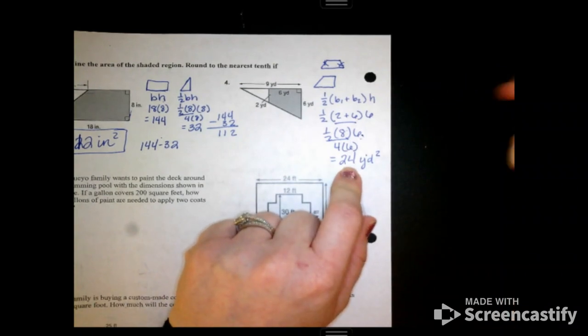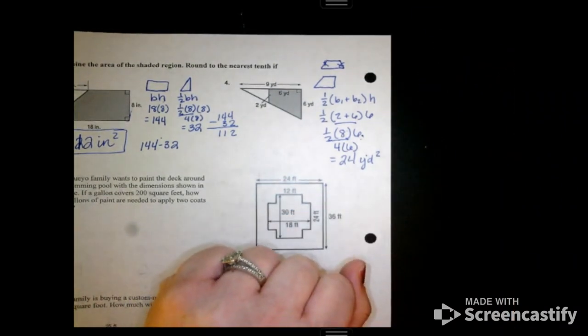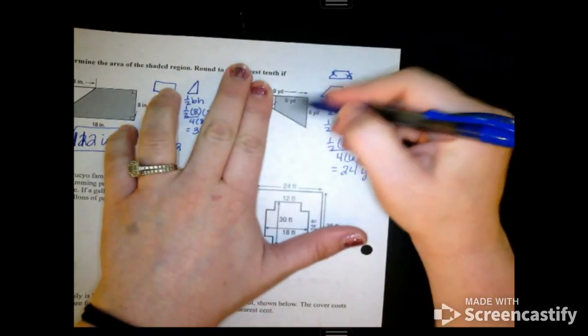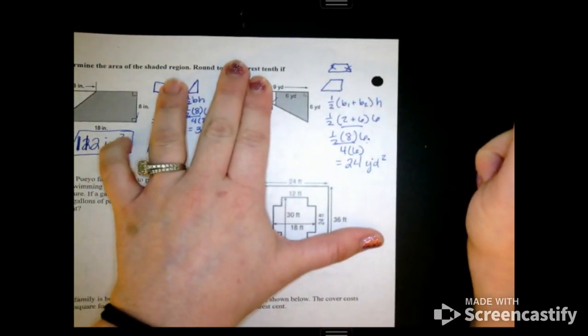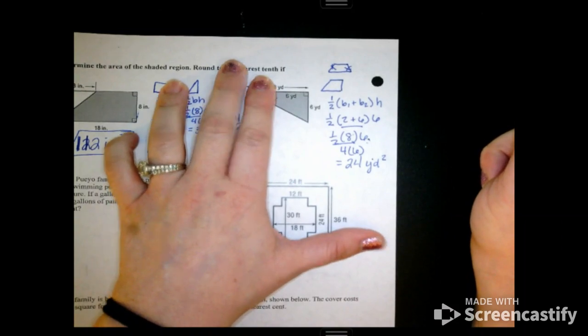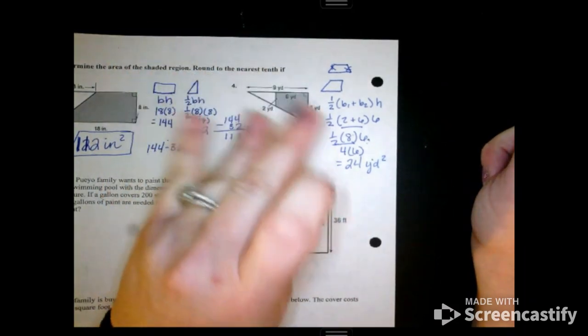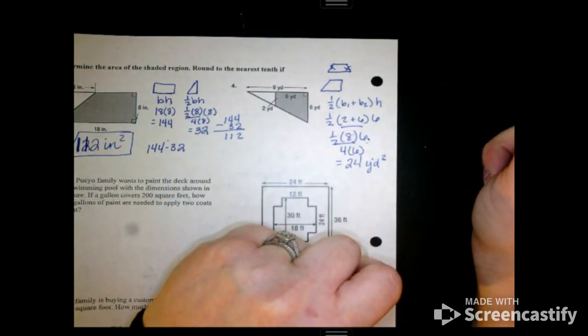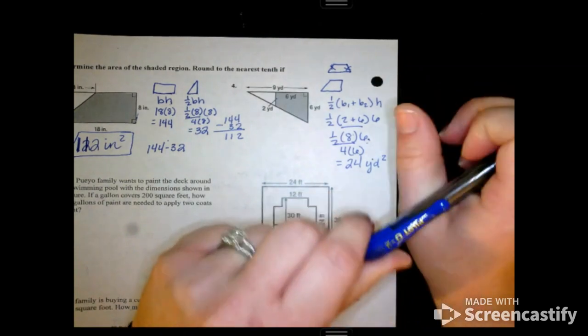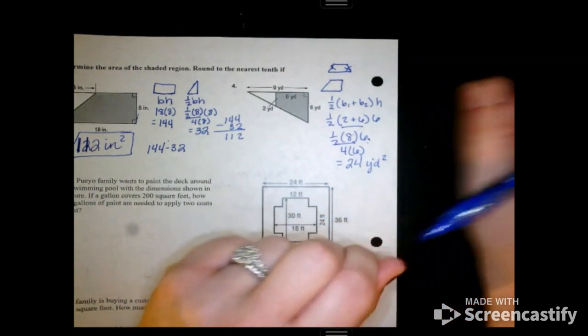Would it be 24 plus 3? No, because if it just wants the shaded region, that is just what we found. We wouldn't need to find the smaller one. I hope I'm not the only one that asked that question. Somebody did in the last class.